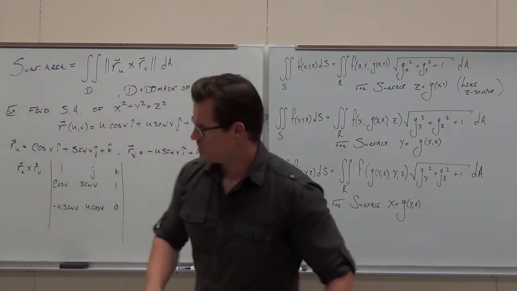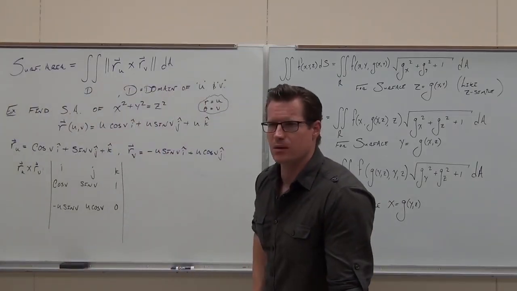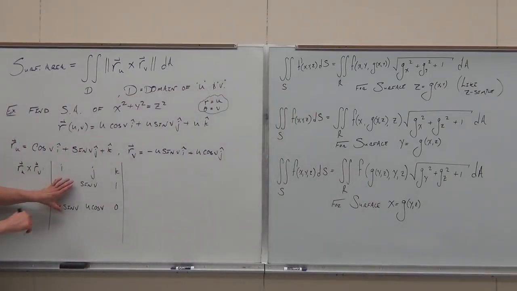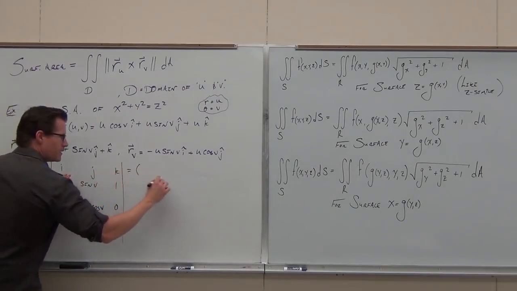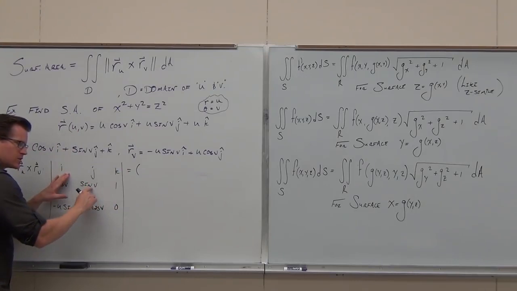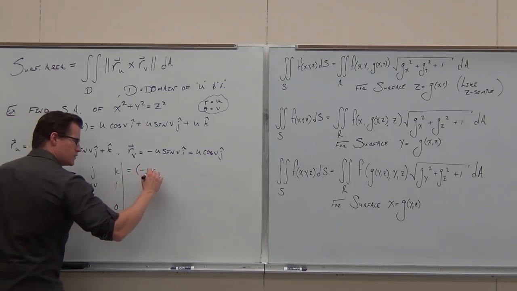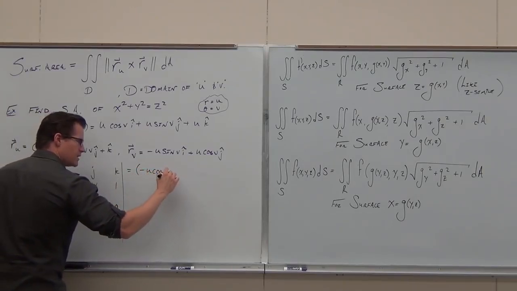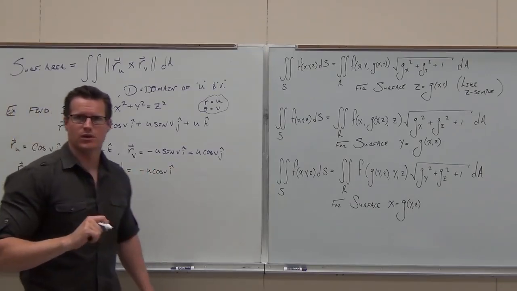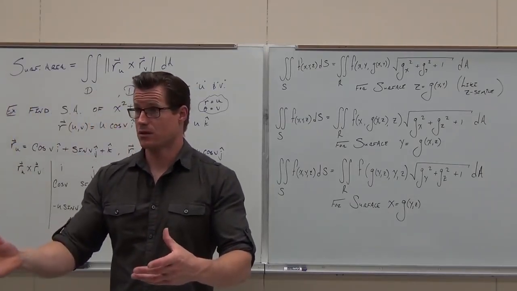Hopefully you made it that far. Did you make it that far? At least the setup. Do y'all remember how to do it? It's kind of a cover-up method. I cover up this. We multiply, subtract, multiply. So multiply 0, subtract and multiply negative u cosine v, and then we have an i. You guys okay on the negative u cosine v i? Did you get the same thing?